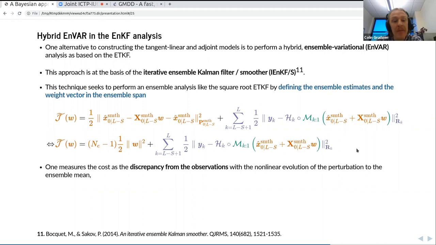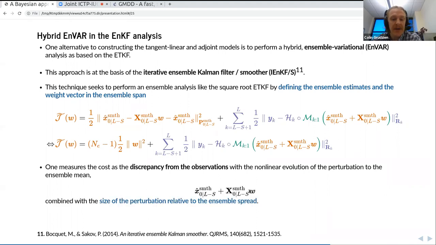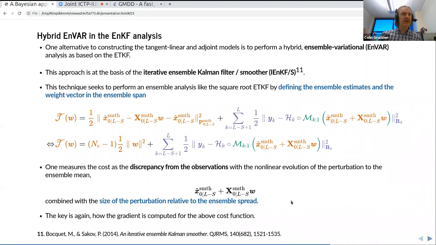So one will then measure the cost, this a posteriori cost, as the discrepancy from the observations with the fully nonlinear evolution of the perturbation to the ensemble mean, combined again with the size of the perturbation relative to the ensemble spread. That is where this is defining, with these weight vectors, the combination of the ensemble perturbations from the ensemble mean. So the key with this approach is how do we compute the gradient of the above cost function? Sure, we can compute this cost, but if we're doing a gradient-based optimization, this is the major challenge about this approach.